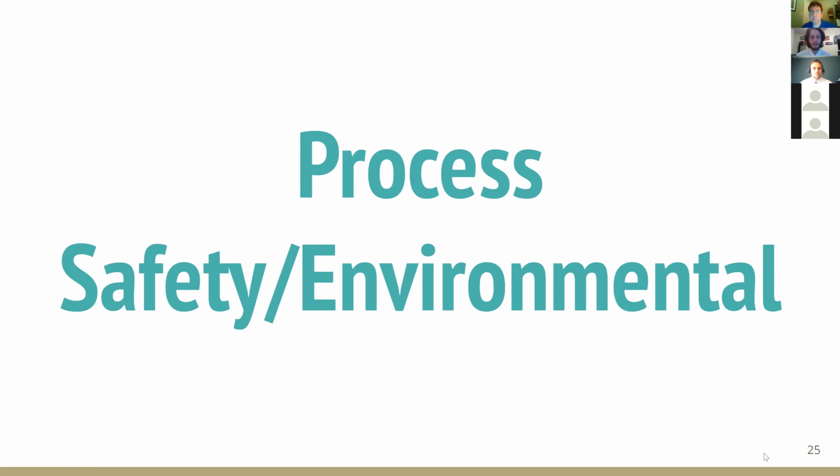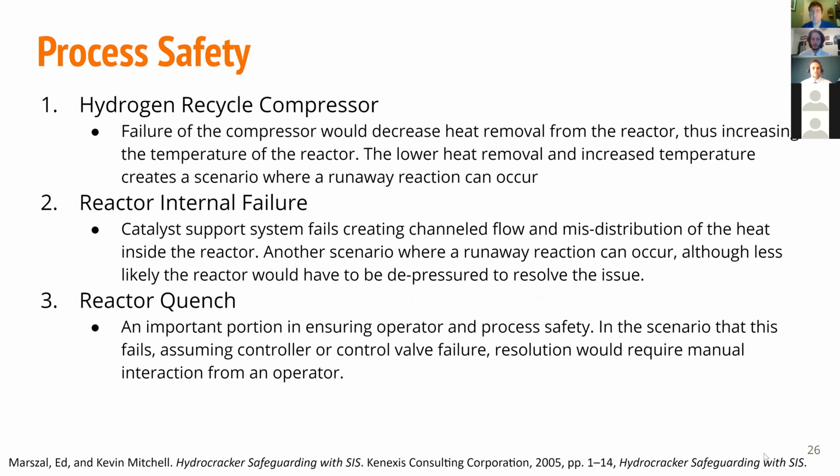The majority of the process safety concerns revolve around the potential of a runaway reaction, which can be caused by a few different cases. The first being the recycle hydrogen compressor failing. This would result in a reduced flow of hydrogen back into the reactor, where the hydrogen acts as the quench of the reactor, controlling the temperature, and so there'd be less heat removal, thus increasing the temperature and allowing the reaction to potentially run away.